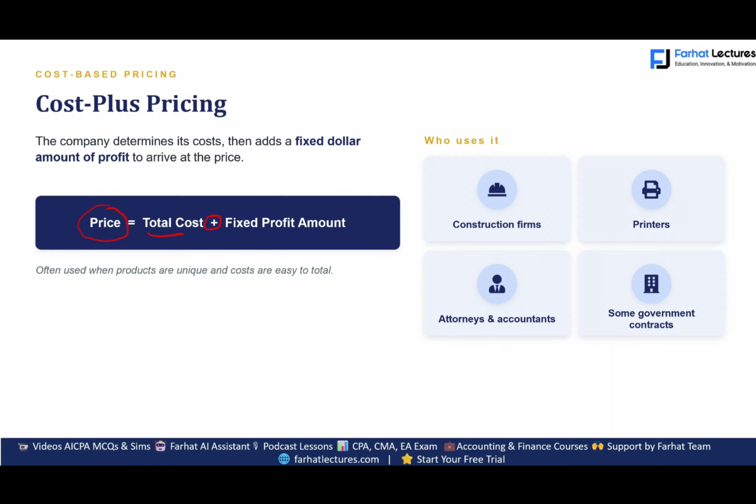So it's real easy. If your cost is $15 and you want to make a $5 profit, 15 plus 5, your price is $20. So the company determines its cost, then adds a fixed dollar amount of profit to arrive at the price.